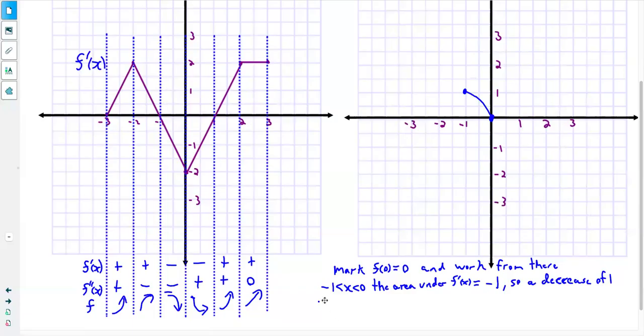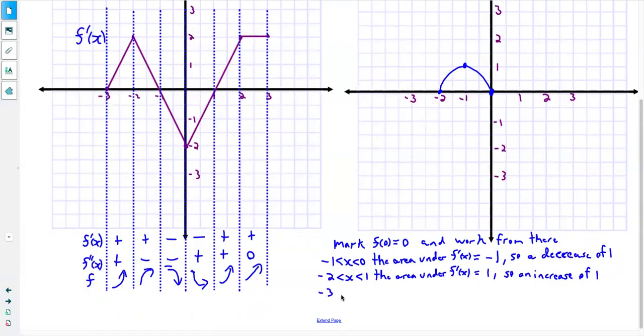Now, if we look from -2 to -1, we have an area of +1. So we have increased by 1. So if we've increased by 1, that must mean we started here to get an increase of 1. Now down here, it looks like we've got this curve in this section. So we should have something that looks like that.